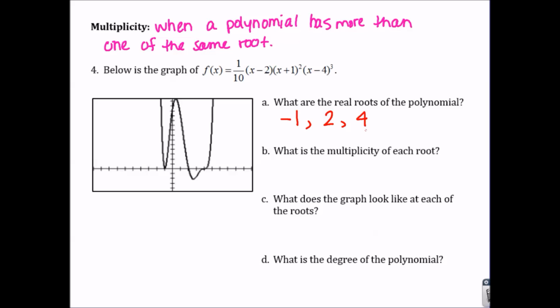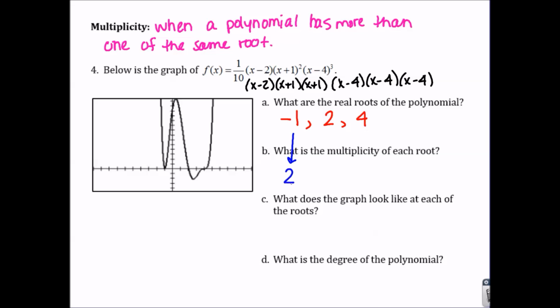So what is the multiplicity of each root? If we look at the polynomial, if we expanded this, we have x minus 2, x plus 1 squared, which means we have x plus 1 twice, and x minus 4 cubed, so x minus 4 is 3 times. If you solved this, how many times would you get the answer -1? You would get -1 twice, because x plus 1 happens twice. So this one has a multiplicity of 2.